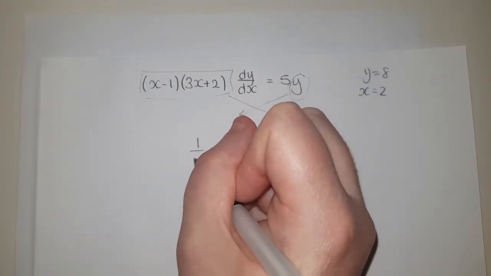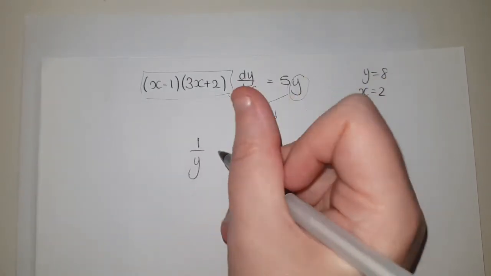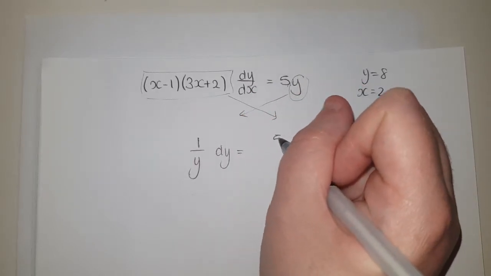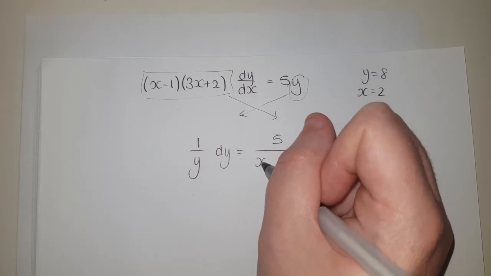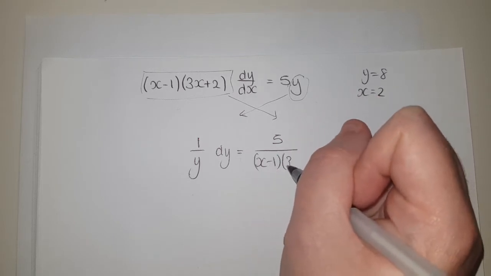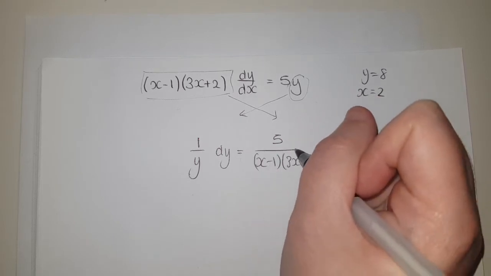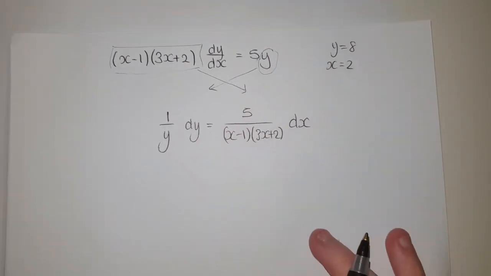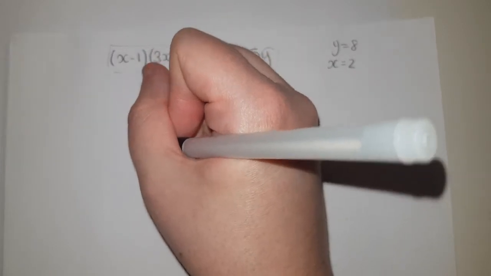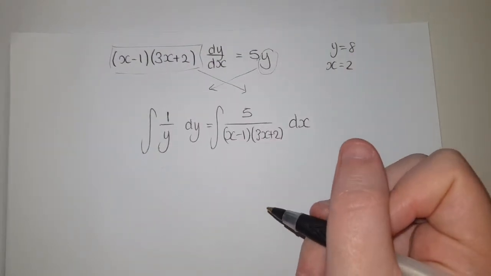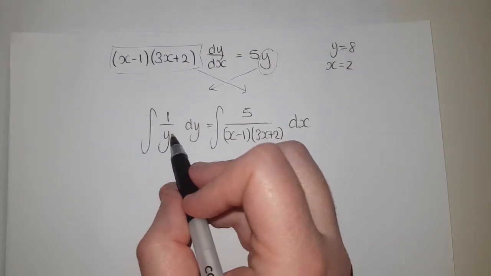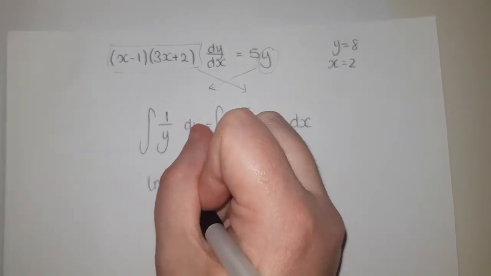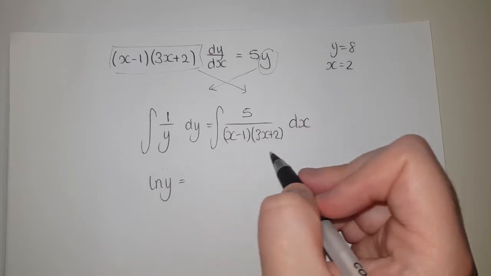So I end up with 1 over y, and I'm leaving the dy there, equals 5 over the 2 brackets, so x minus 1, 3x plus 2, and I'm also bringing the dx up. So I've now got all the x terms on one side, all the y terms on the other, and I can integrate both sides. If I integrate 1 over y, when you differentiate y, you get 1, so it's just ln of the bottom. And on this side, we've actually already integrated this.